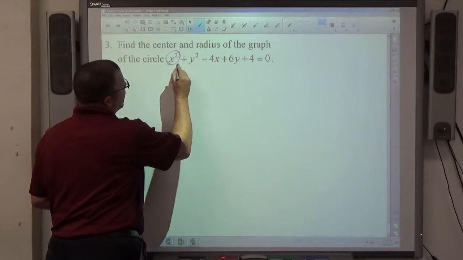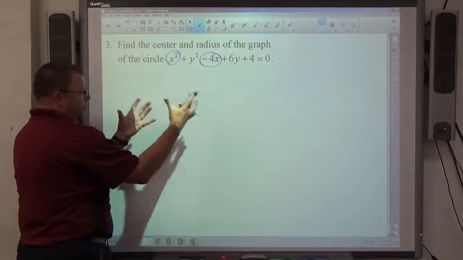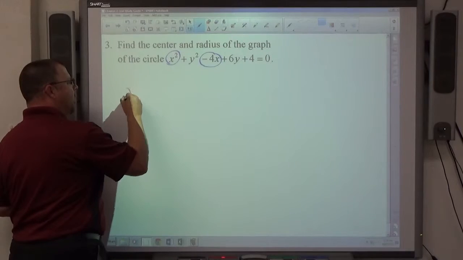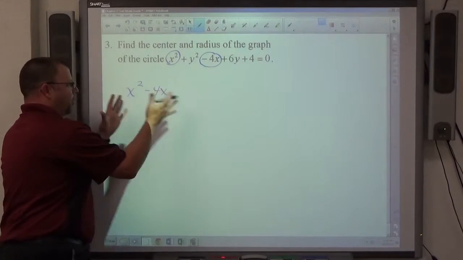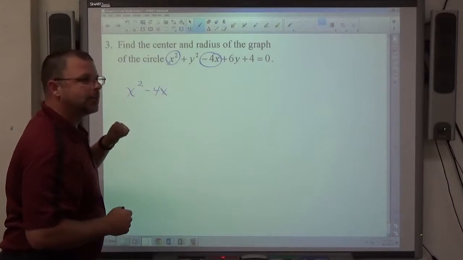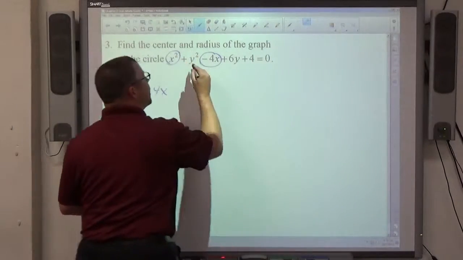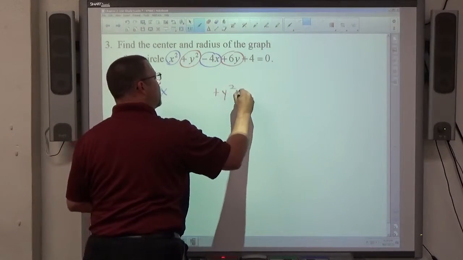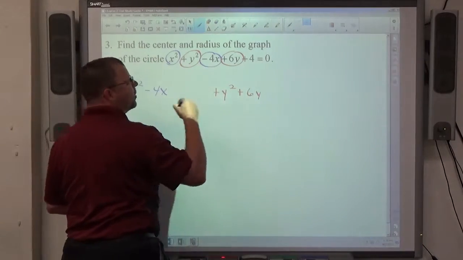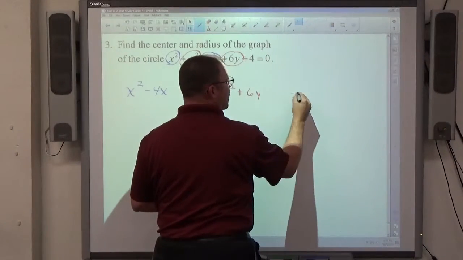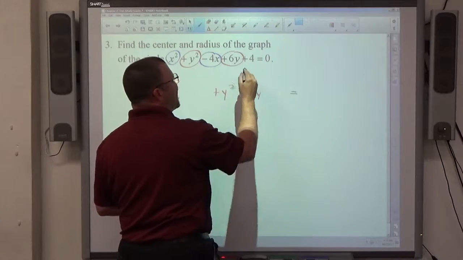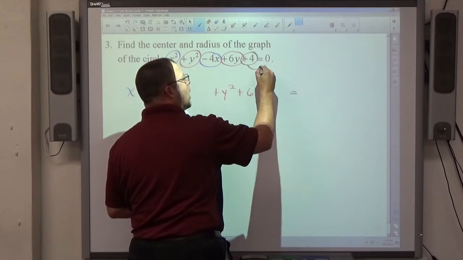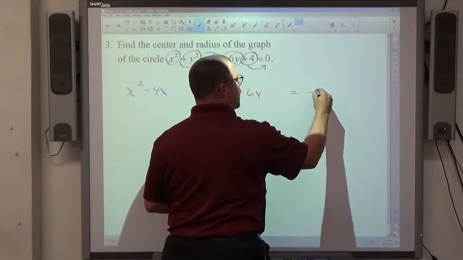First thing I want to do is get everything containing x grouped together. So x squared minus 4x, I'm going to put it over here, leave a little bit of space. Then everything containing y is going to be grouped together. So it's plus y squared plus 6y, and again I left a little bit of space. Then I'm going to put an equal sign, leaving some space there also. And then any constants are going to move to the other side, and 4 moved across becomes negative 4.